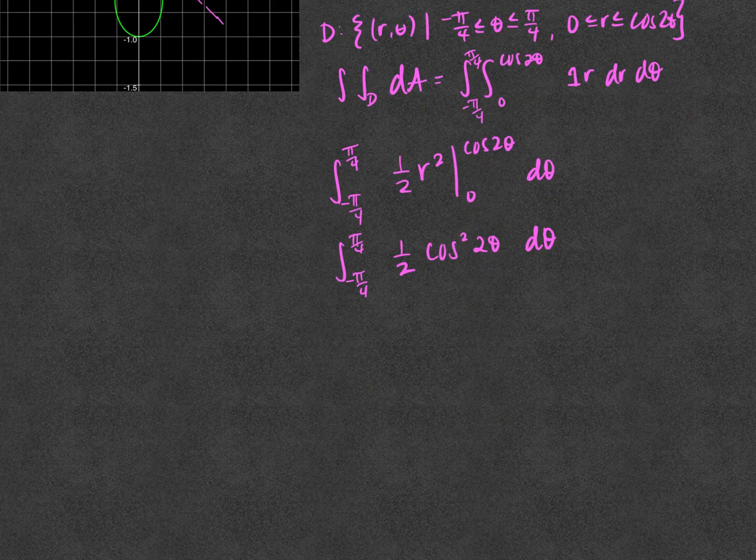Now, we're going to use the half angle identity that we talked about earlier. So we have negative pi over 4 to positive pi over 4, and we have 1/2 times 1/2, parentheses, 1 plus cosine of 2 times 2 theta, which is cosine of 4 theta, d theta.